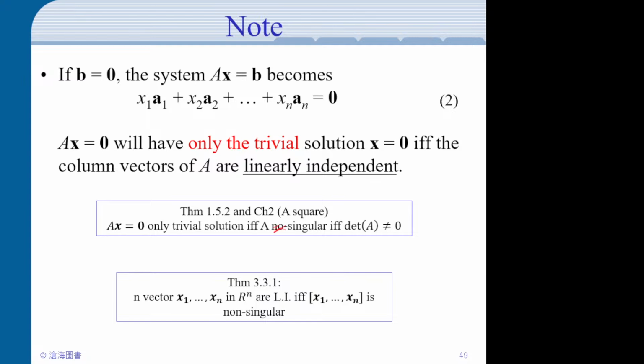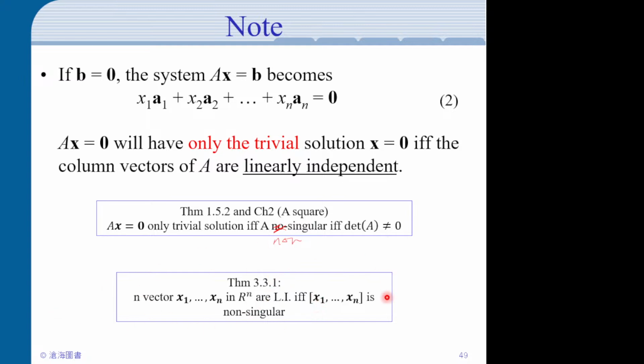A is non-singular. In chapter 1 we have the theorem that has three conditions for A being non-singular, and Ax equals 0 only having the trivial solution is one of them. Also from chapter 2 we see that a square matrix A is non-singular if and only if its determinant is not equal to 0. So by those two, when A is square, Ax equals 0 only has the trivial solution if and only if the determinant is not equal to 0.